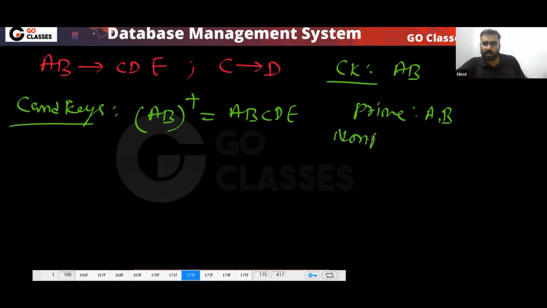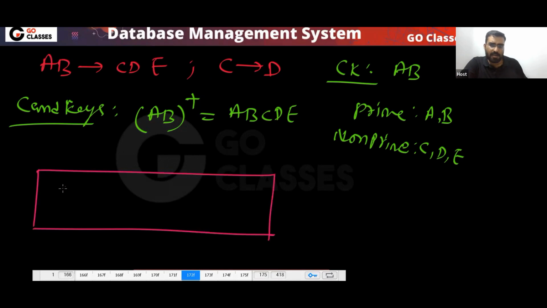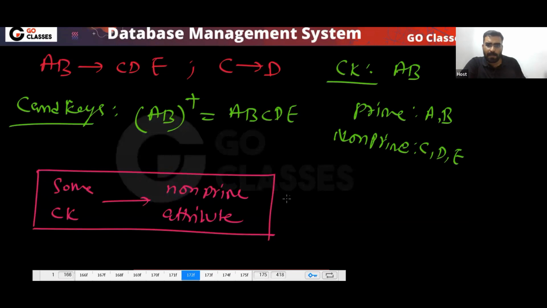What are the non-prime attributes? The non-prime attributes are C, D, E. Now you see, can you create this type of partial dependency, where we have some candidate key on one side and a non-prime attribute on the other? Do we have this type of partial dependency?